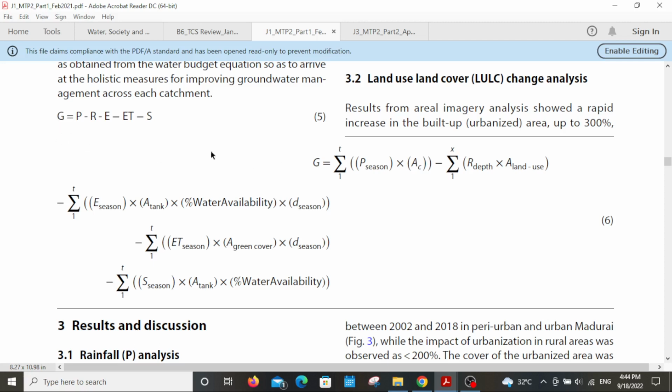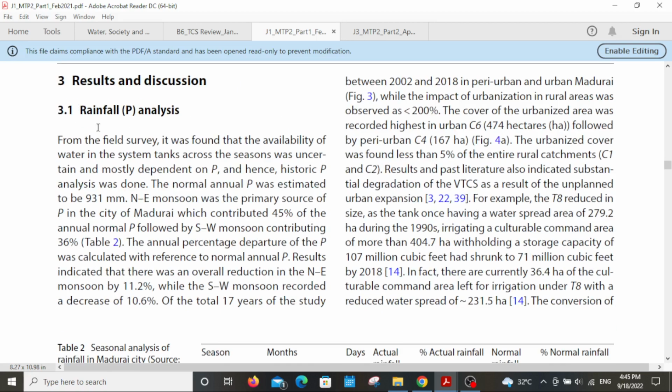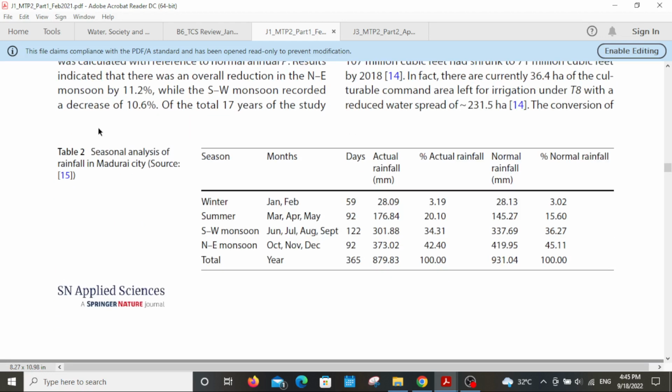And here each of these hydrological components is expanded. So precipitation is estimated using this equation, runoff is estimated using this equation, evaporation using this equation, evapotranspiration using this equation, and storage using this equation. So we utilize these equations to indirectly arrive at the groundwater availability in each season. This equation is nothing but the water budget equation that we are using, and we saw the application of a simplified version of this equation in our weekly interaction. So each of these hydrological components was analyzed.